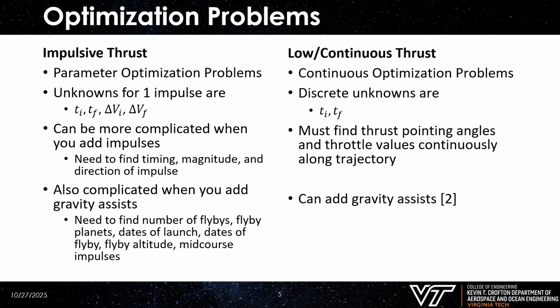This becomes really complicated when you add gravity assists. So now you have to figure out the number of flybys, the planets you want to fly by, the dates of the launch, the dates of the flyby altitude, any mid-course impulses needed.